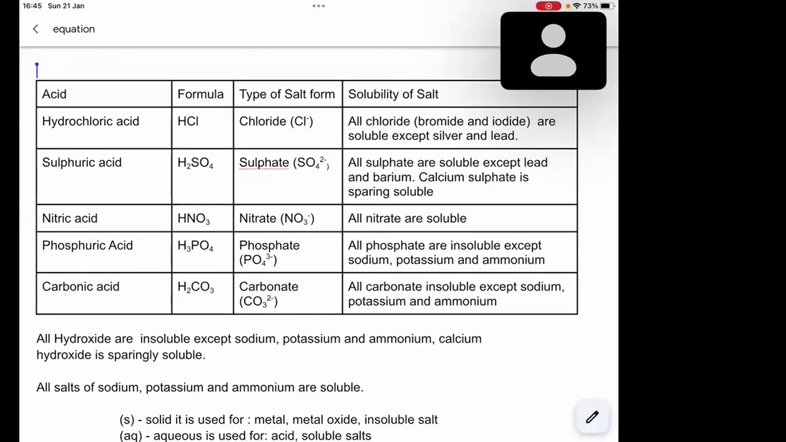Then we have hydroxides, which are insoluble except sodium, potassium, ammonium, and calcium is sparingly soluble.